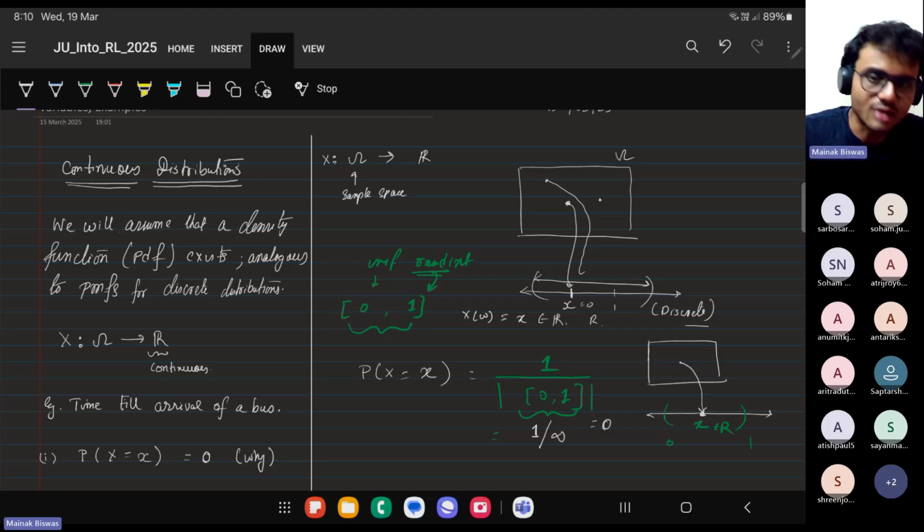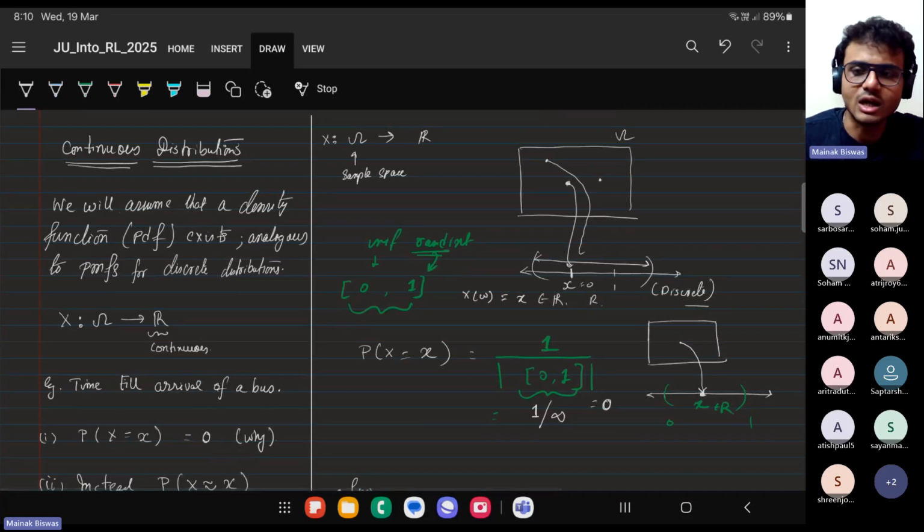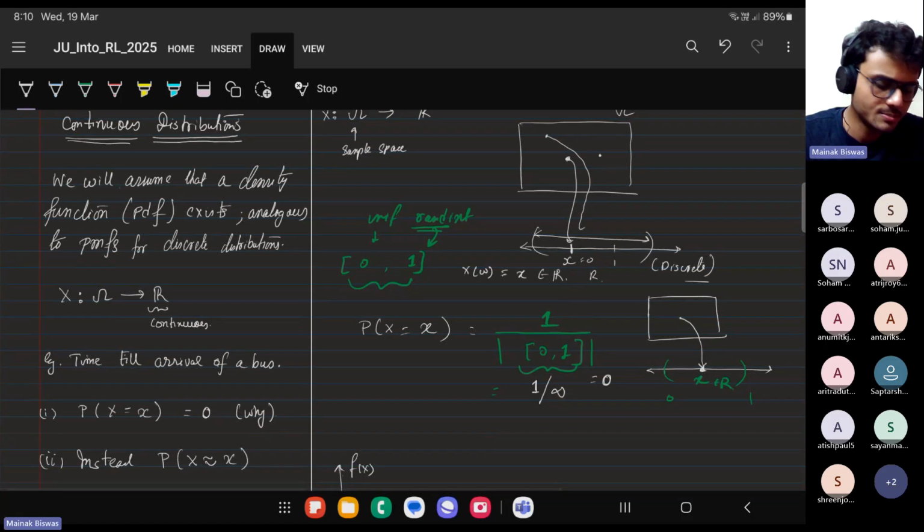What I'm trying to get at is that a random variable being equal to one number is infinitesimally small, or 0 in our case. So for continuous random variables, when the output space is continuous, you can't have a random variable being equal to a particular value. Is this fine? Any questions? Please ask. If I'm not audible, please get back to me as well. Fine with everybody? Yes.